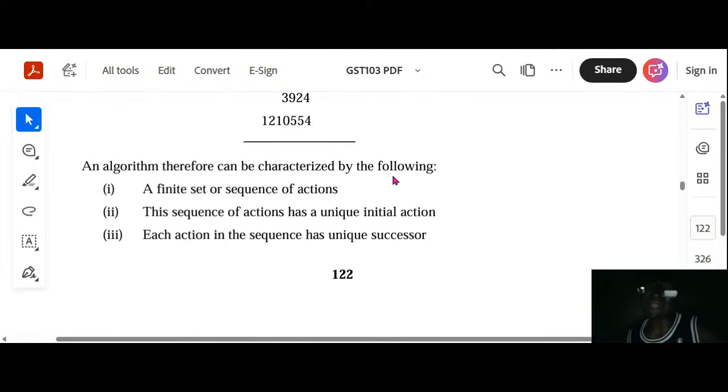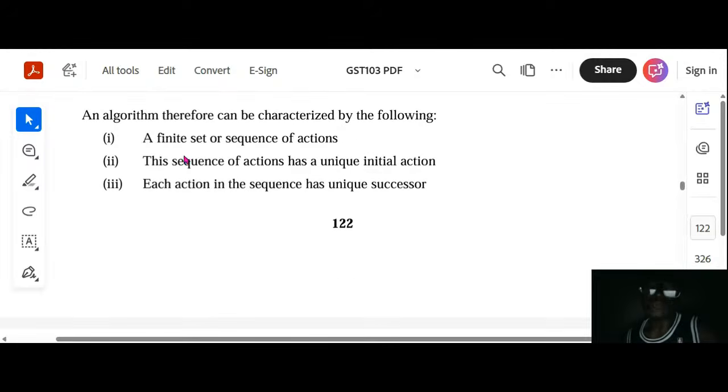What are the characters of an algorithm? Let's take it. That is the last thing. It must be a finite set or sequence of actions. What it means is that an algorithm must have an end. Because if you say you want to solve a problem and you are giving your computer an unending sequence of steps, how will it get to the solution? So an algorithm must have an end. That is what you are saying by a finite set.